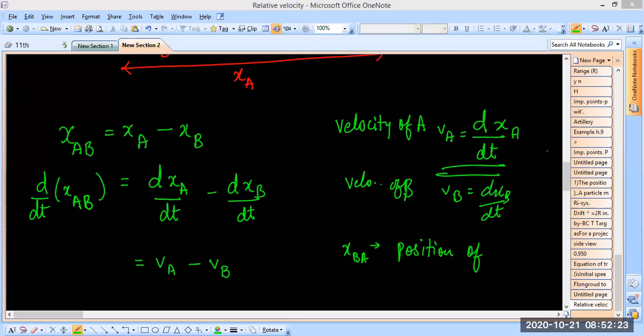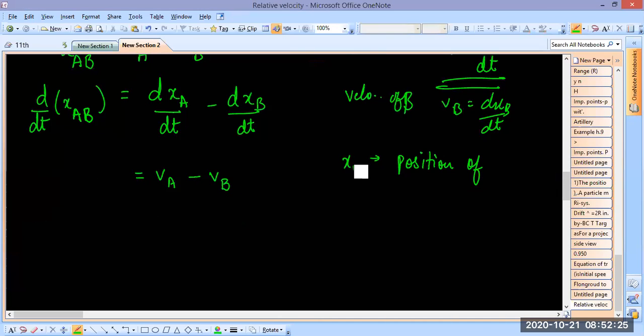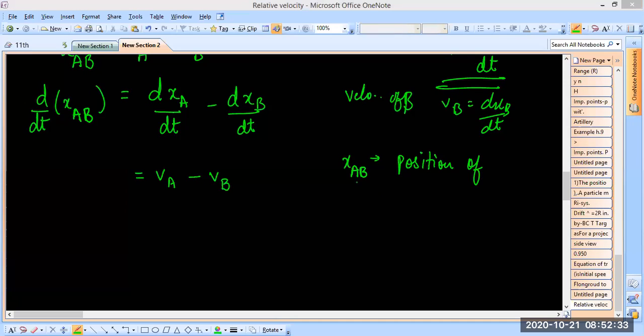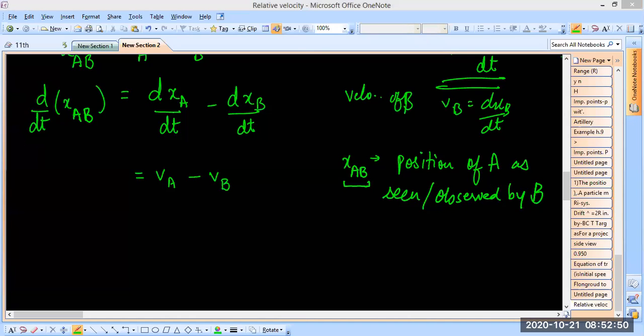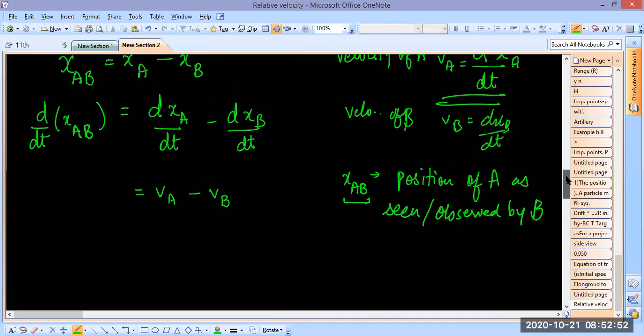Yes, Ami. So now this is xab, right? This is supposed to be xab. So what is the meaning of the symbol xab? It means position of A as seen or observed by B, right?